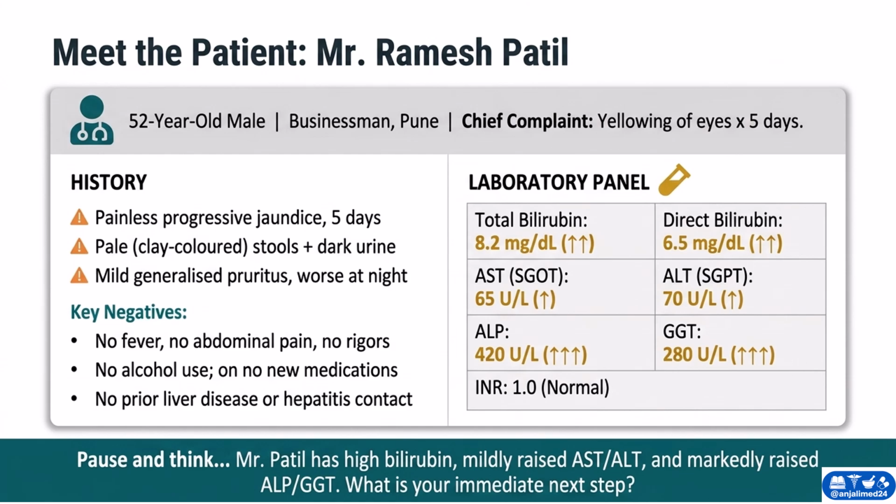So, here is the question. Does this represent hepatocellular injury, cholestatic obstruction, or a mixed pattern? Instead of guessing, next we will calculate the R ratio, the most reliable way to classify the pattern of liver injury in seconds.